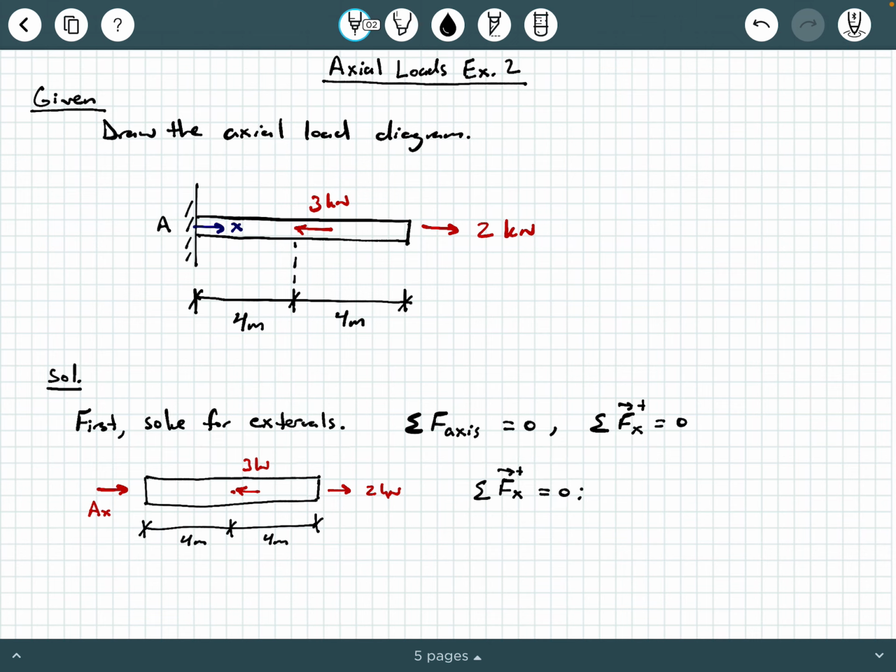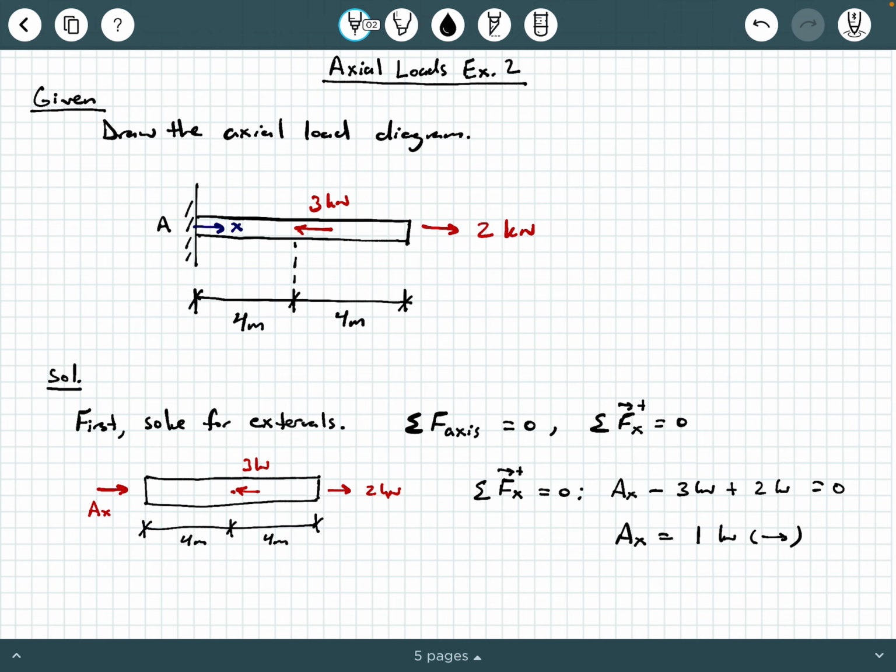So here I'm going to say sum of the forces in the x direction equals 0. And I'm going to say positive AX minus 3 kilonewtons plus 2 kilonewtons equals 0. And then I'm going to do some rearranging, and I'm going to get AX is equal to 1 kilonewton pointing to the right.